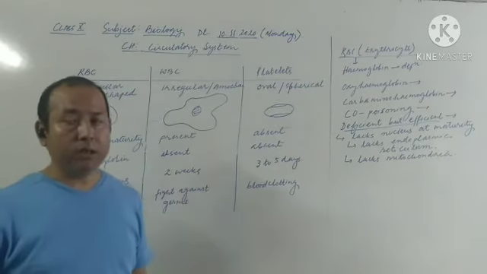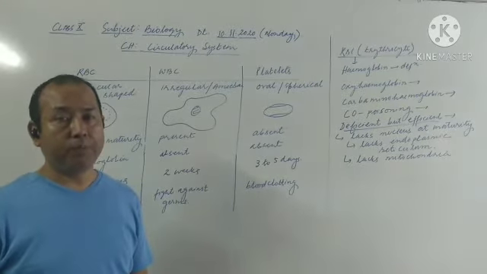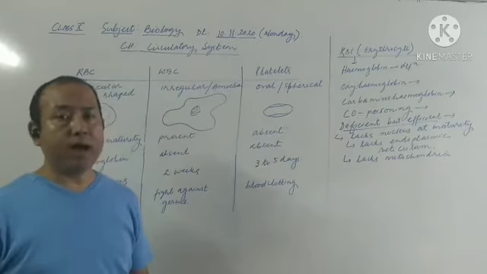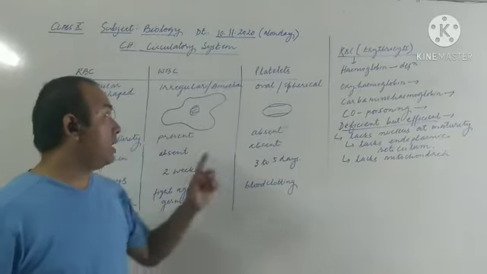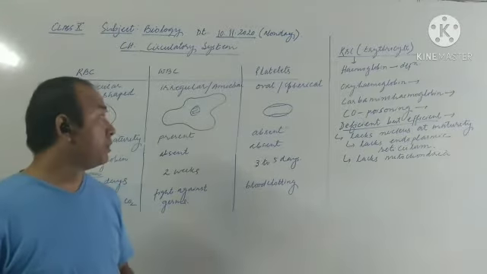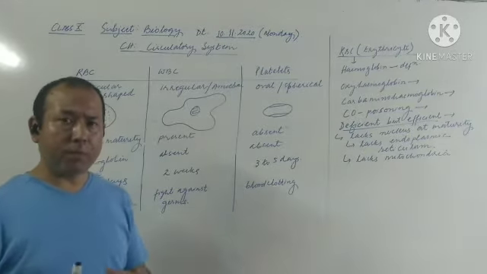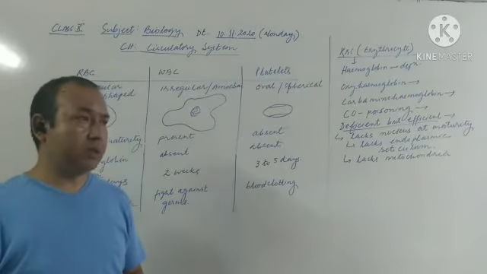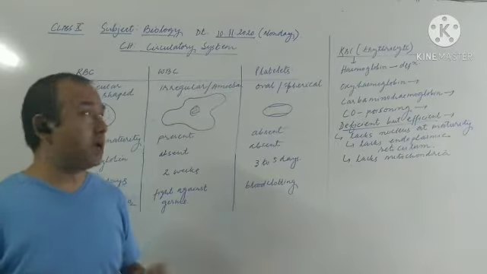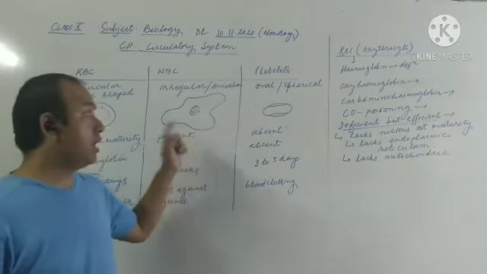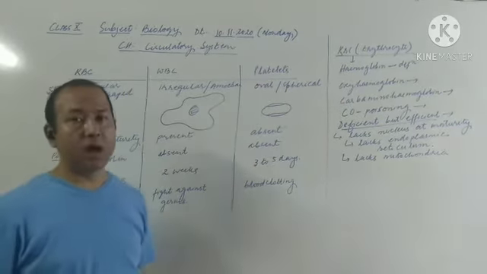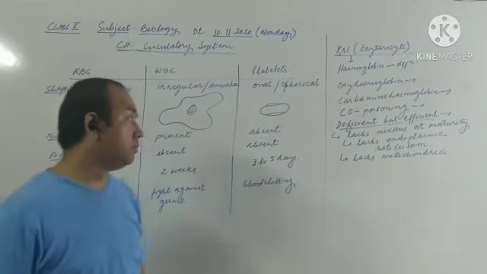And then if you talk about WBC, they are mostly irregular or amoeboid in shape. They do not have any definite shape, so that is why their shape is defined as irregular. Next come platelets. Platelets are usually oval or spherical. Then, if you compare their sizes, out of these three different cells, WBC is the largest, the biggest cell. Smaller than WBC is RBC, and platelets are the smallest blood cells.